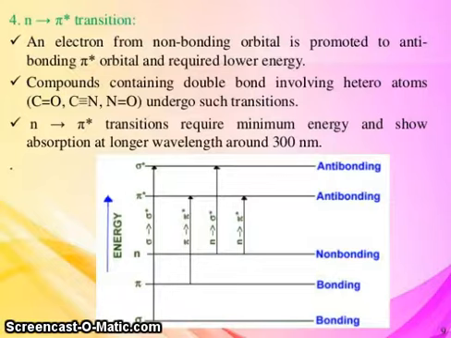Now, n to pi star transition. An electron from a non-bonding orbital is promoted to an anti-bonding pi star orbital and requires lower energy. Compounds containing double bonds involving heteroatoms, such as carbon monoxide or ketone, cyanonitrile, and NO, undergo such a transition. The n to pi star transition requires minimum energy and shows absorption at the longer wavelength, around 300.